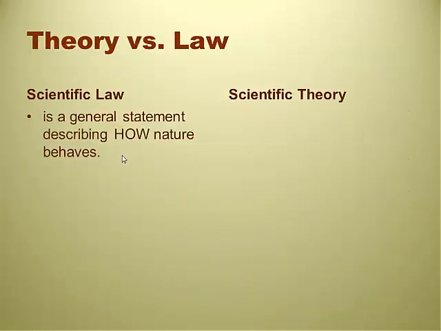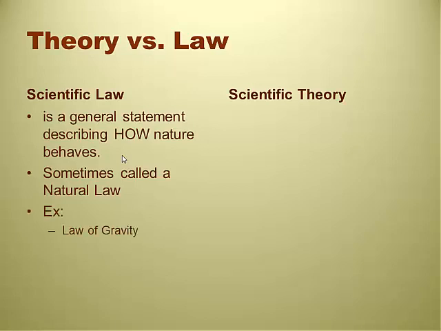All right, scientific laws are general statements that describe how nature actually behaves. Sometimes we call these natural laws. We all know about these natural laws. One of them is the law of gravity. We know that what goes up must come down. That is a law. It always happens here on Earth. Matter of fact, if you get to the moon, it happens there too. You throw a ball in the air, it'll fall back down to the moon.